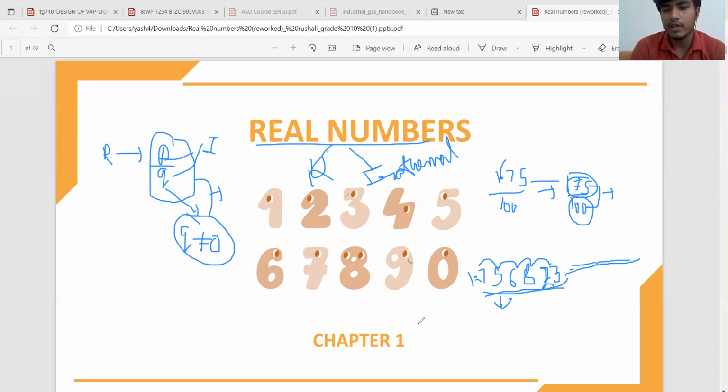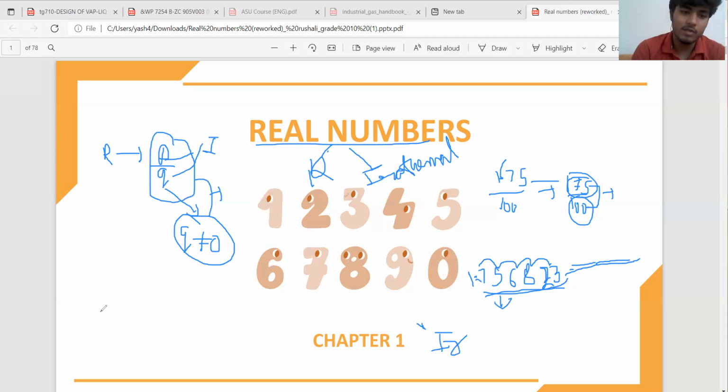So basically we have a condition for an irrational number. If a number is non-terminating, that is, it will not end, and it is non-repeating, when these two conditions are satisfied, then we can say that the number is an irrational number.